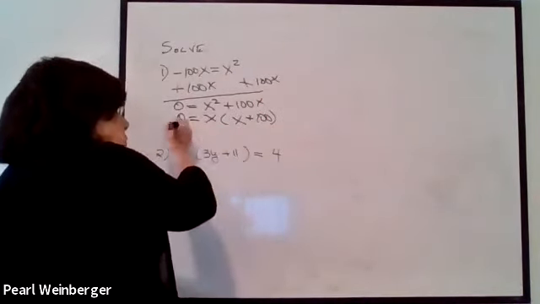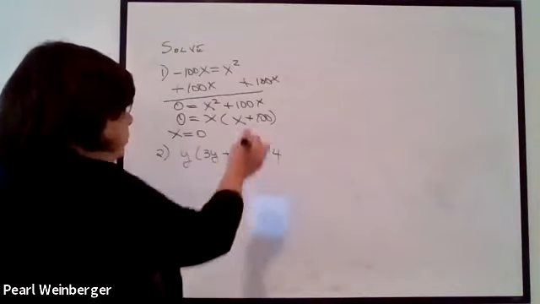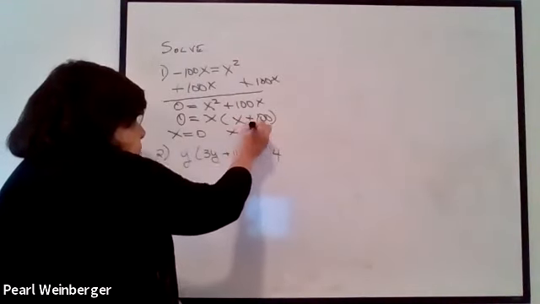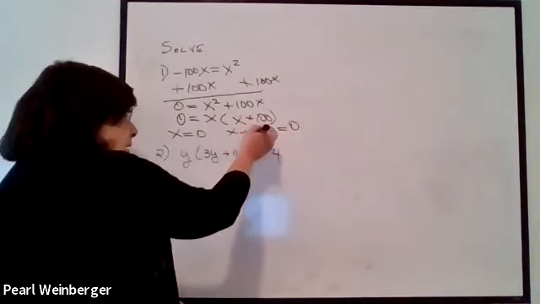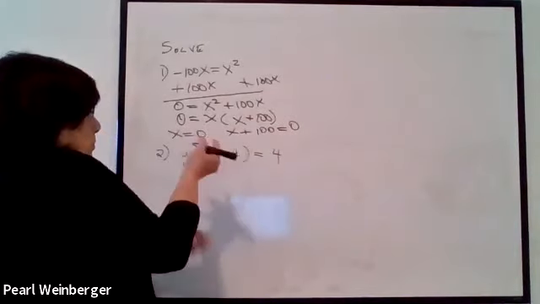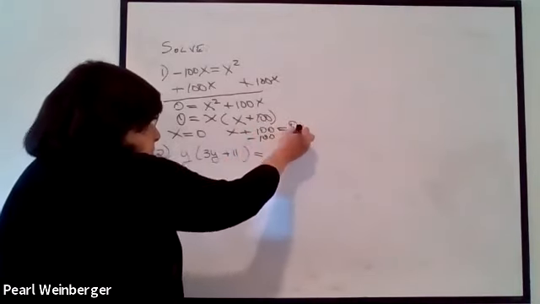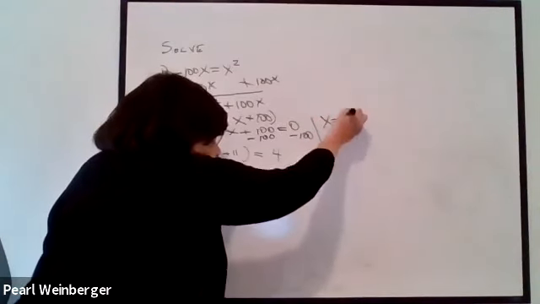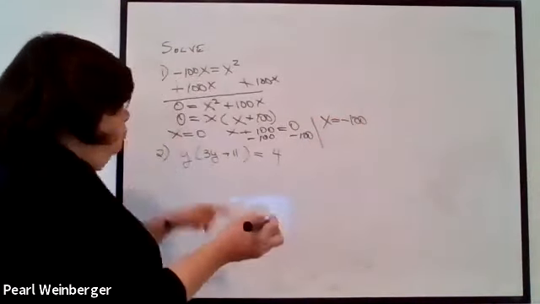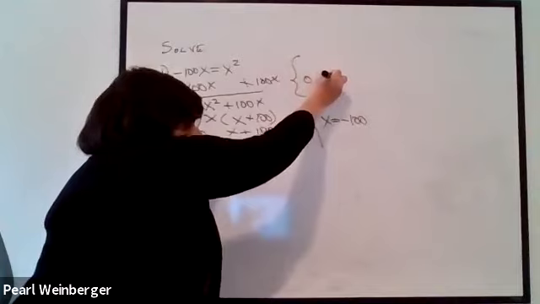There are 2 pieces. One piece is the x, so I'll set x equal to 0 as one answer. The other factor is x plus 100, and I'll set that equal to 0. In the first case, I don't have to go any further because it gives me my answer, 0. In this case, I'm going to have to bring the 100 to the other side. I'm running out of room, so I'll just put it over here, which gives me x equals negative 100. And we got our 2 answers. Our 2 answers are 0 and negative 100.